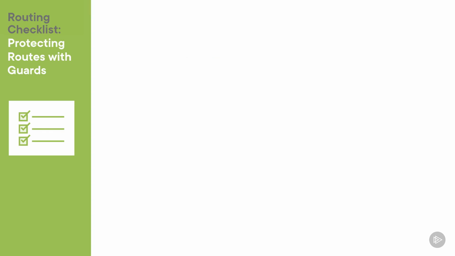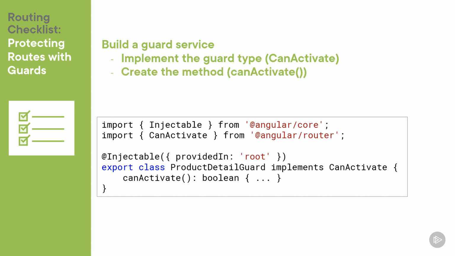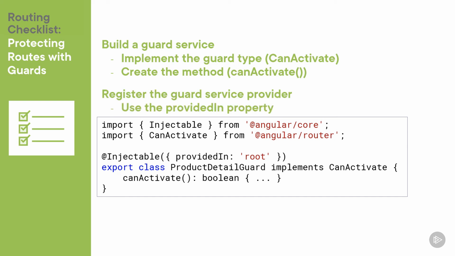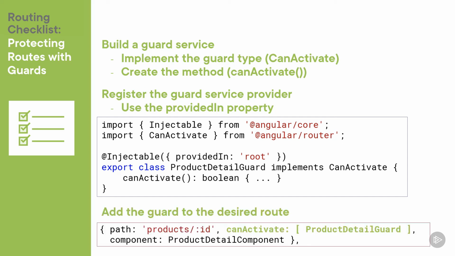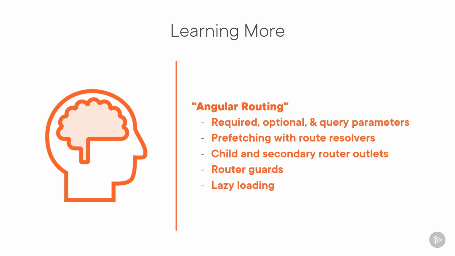We can use guards to prevent access to a route, confirm navigation away from a route, or to preload data for a route. To create a router guard, we build a guard service. Implement the guard type, in our case, CanActivate, and create the associated method. We then register the guard service provider with the Angular injector, using the providedIn property set to root. Lastly, we add the guard to the desired route. If you are interested in learning more about routing, check out my Angular routing course here on Pluralsight.